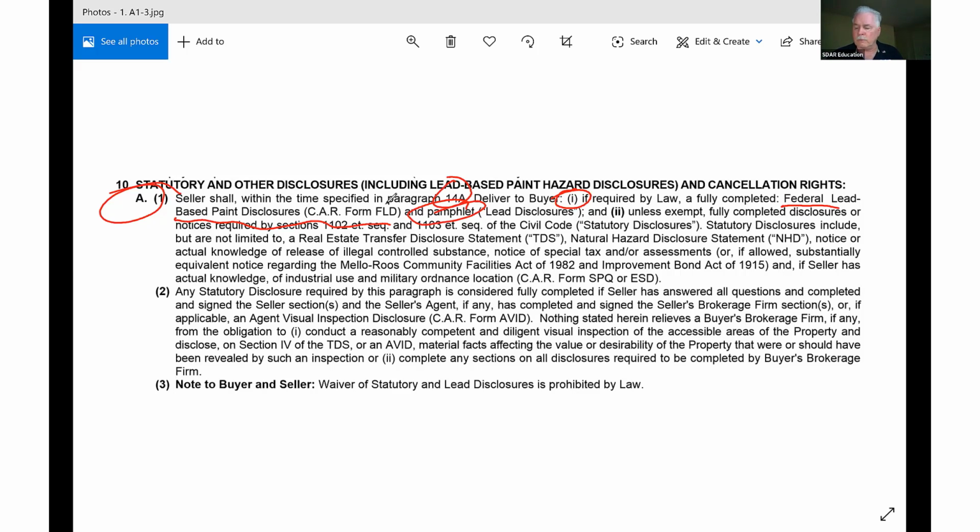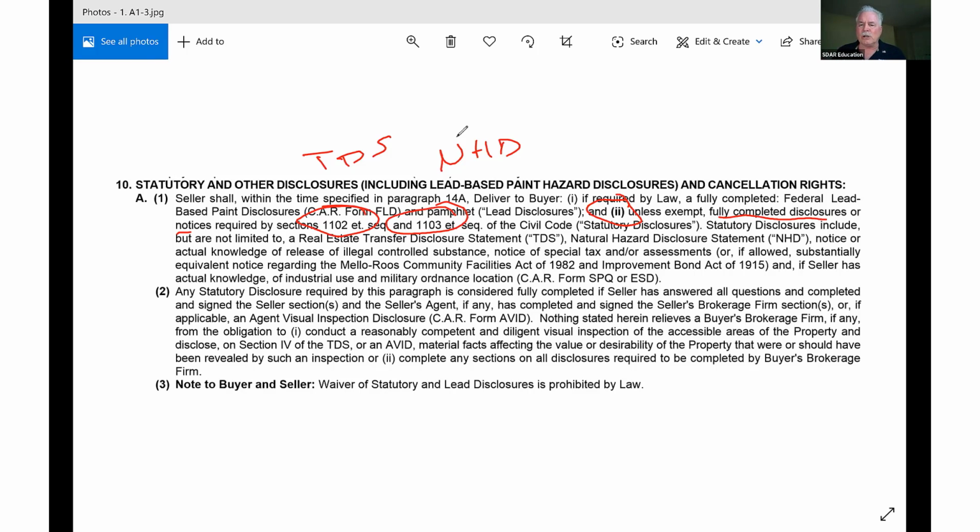Okay. Number two, let me erase number one really quick. So number two, unless exempt. The first one says if required by law, and the answer is pre-1978 federal lead-based paint for sure. Number two, unless exempt, fully completed disclosures or notices required by what? 1102. We talked about that a little bit earlier. California Civil Code 1102.3, right? And then 1103. So 1102, remember, was my TDS, and my 1103 is my NHD, okay? So that's what those two are.